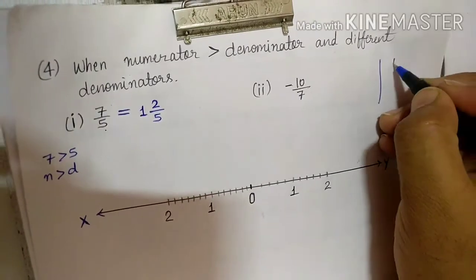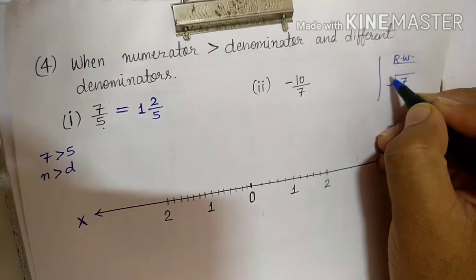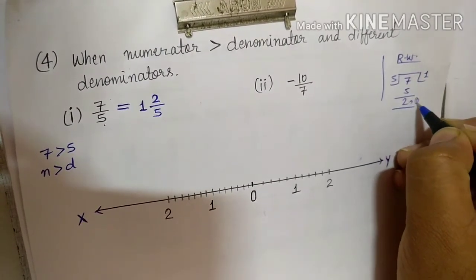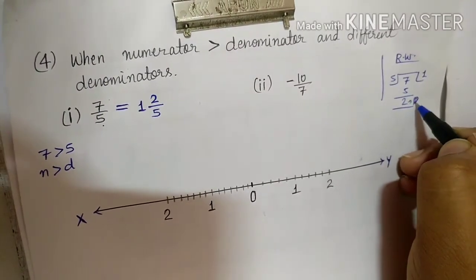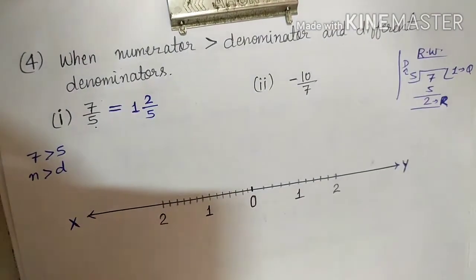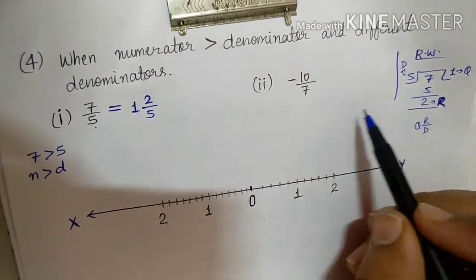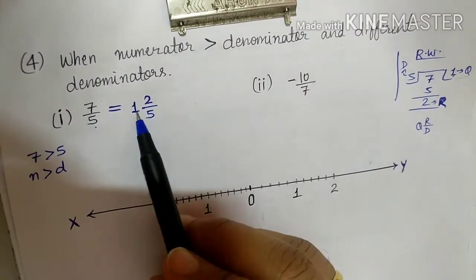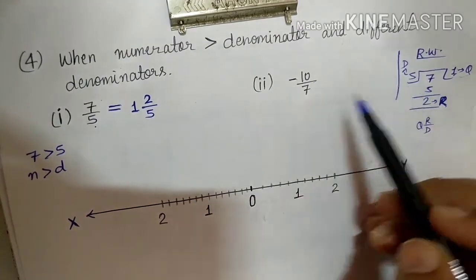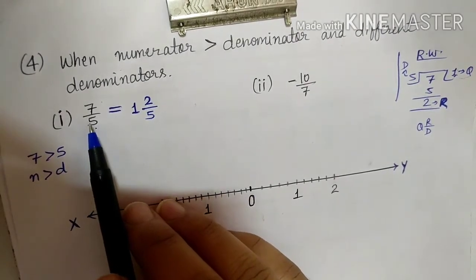Just pay attention here, rough work. As you can see here, maybe you can understand easily now. 5 ones are 5. How much is left? 2. It is Q, and it is remainder R. It is the quotient, and it is the divisor. So how are we writing this mixed fraction form? Q R upon D. Q is the quotient 1. R is the remainder 2, which will come on the upper side, and the divisor 5 on the lower side. So 1 2 by 5. 5 ones are 5 plus 2 is 7. 7 upon 5 becomes the same thing again.